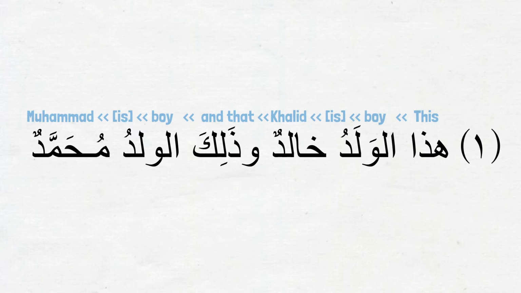These are two ismiya sentences joined by harfu atf wa. هذا is the mubtada of the first sentence, Khalidun is the khabar, and al-waladu is badal for هذا. In the second sentence, ذلك is the mubtada, al-waladu is badal, or substitute for ذلك, and Muhammadun is the khabar.